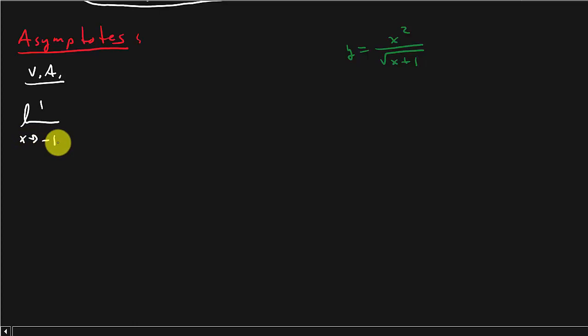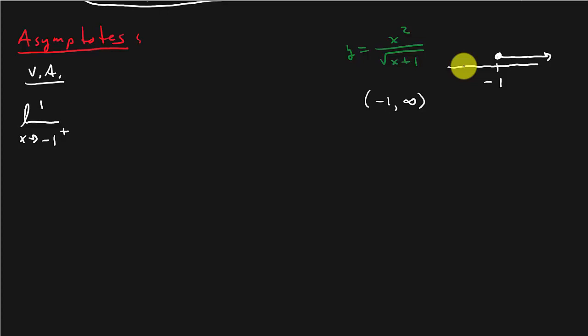Now let's be careful here. Remember, the domain is -1 to infinity. If you look at this on a number line, there's -1. Our domain is from -1 to positive infinity. I can only take the limit as x approaches -1 from the right-hand side. I can't come in from the left because these numbers are not in the domain of the function. So we don't have to take the limit coming in from the left. We can't.